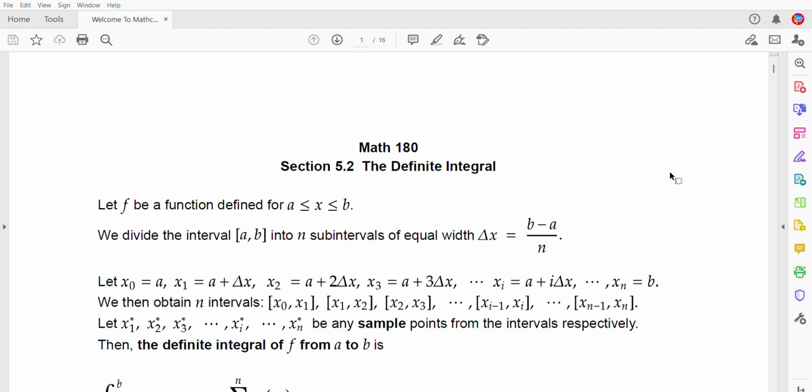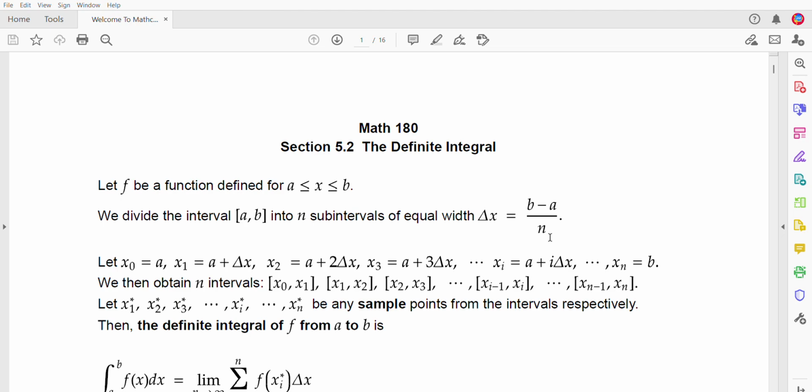Welcome back. Section 5-2, the definite integral. Let f be a function defined for x between a and b, closed interval a to b. We divide the closed interval a to b into n subintervals of equal length, equal width, delta x, b minus a over n, that is the total length over n.